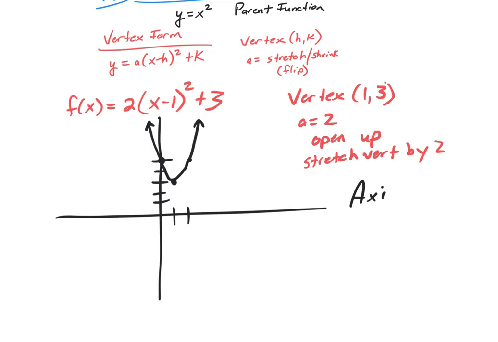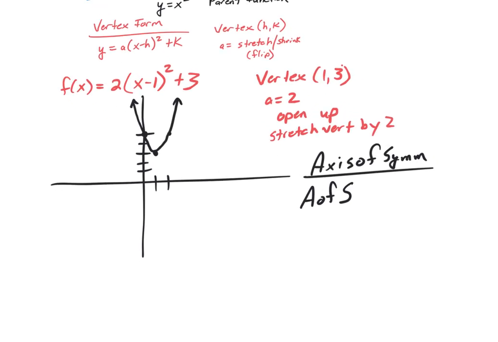Another thing that we're going to talk about today is the axis of symmetry. From here on out, I'm just going to write it as A of S, because I don't want to write out axis of symmetry every time we do it. So just know that A of S means axis of symmetry. I like to do abbreviations.